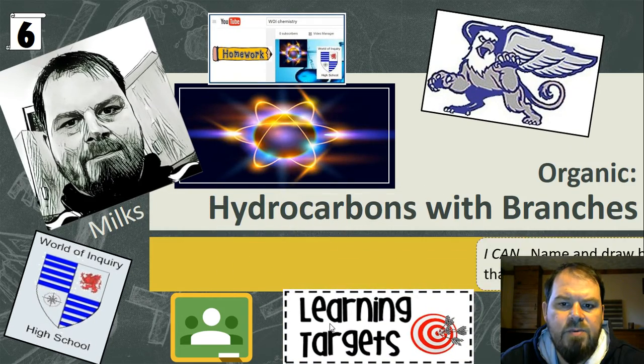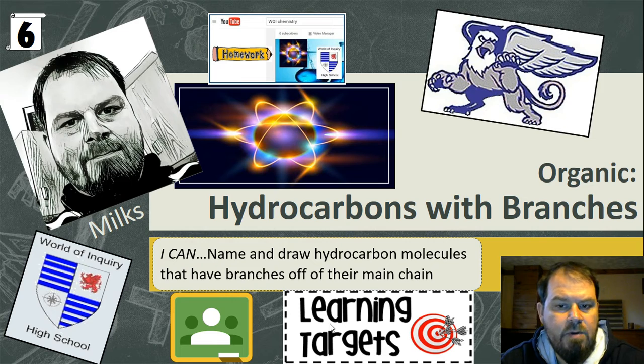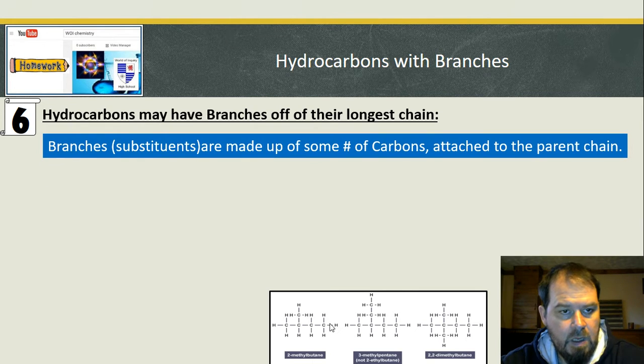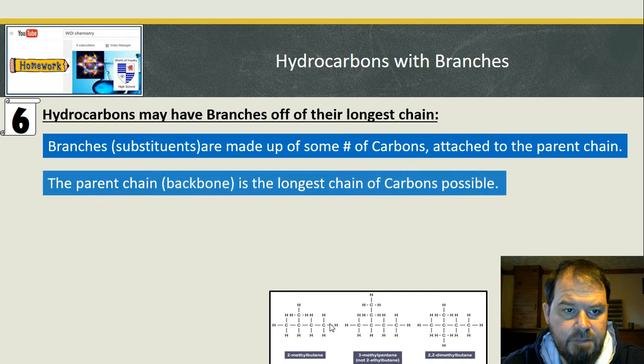Video number 6, we're going to get into branches, or what I would call side chains. What happens when we have a side chain on a straight chain? These branches are just some number of carbons attached to the parent chain. You can see down in the picture we have a few different guys going on. And if you look carefully at the naming structure, we'll have a little bit of a new variation in the naming structure.